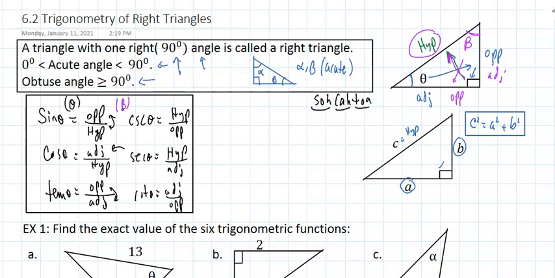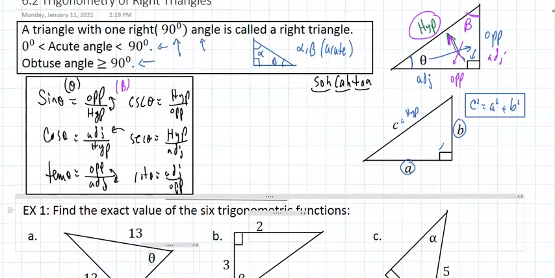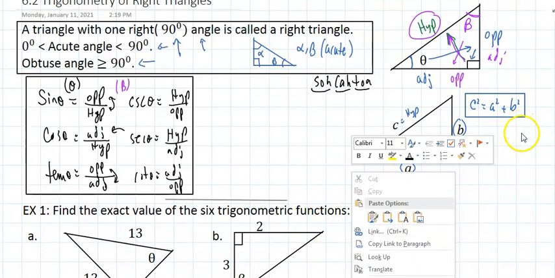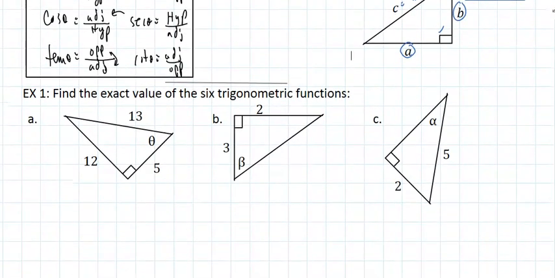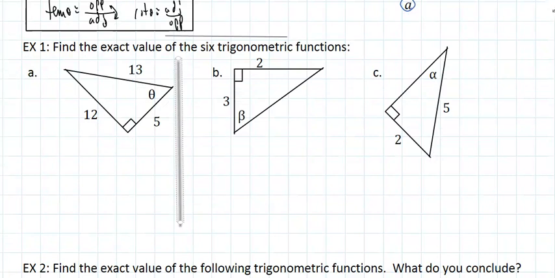We're going to look at some examples and apply this. Here we go. In the first example, we're given the three sides. So, not much to do except figure out where the angle is. The angle theta is right there. The side opposite of the 90 degrees is the hypotenuse. The hypotenuse is 13. The side opposite of the angle is 12. And the remaining side is the adjacent.